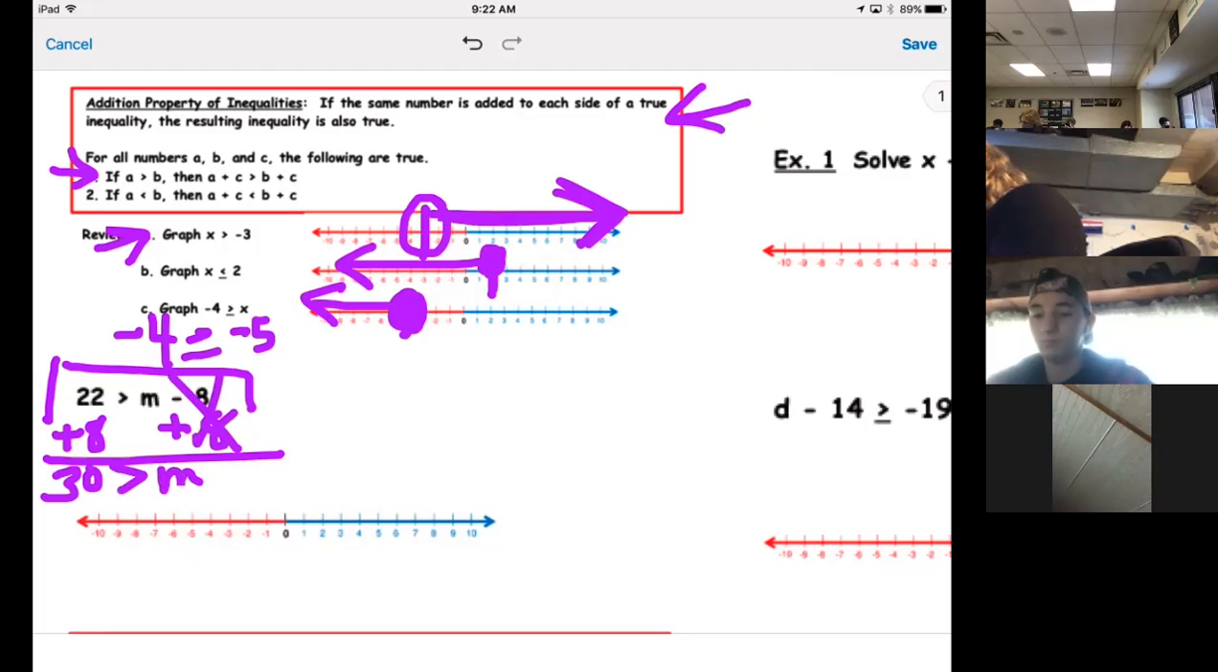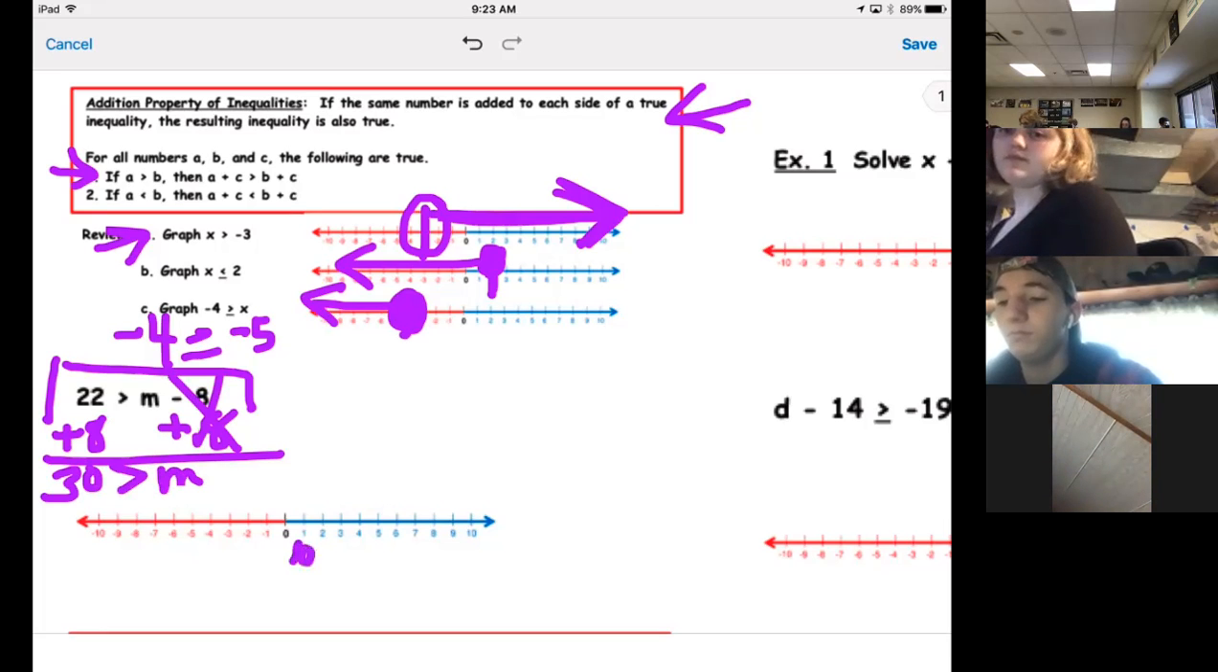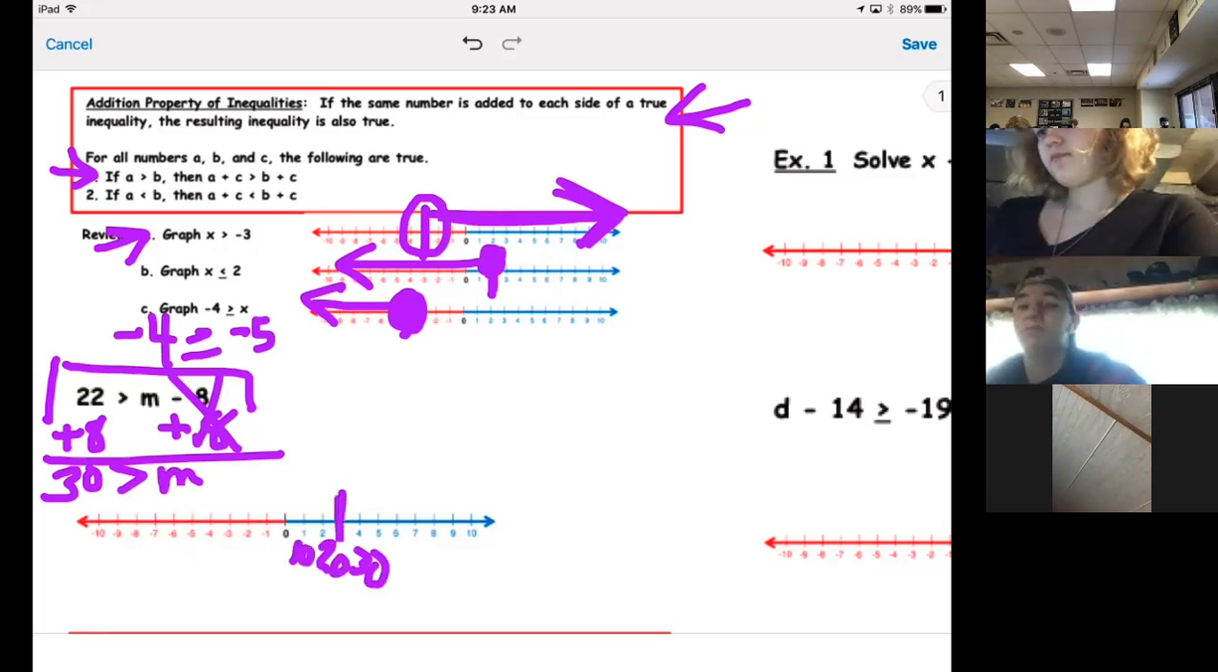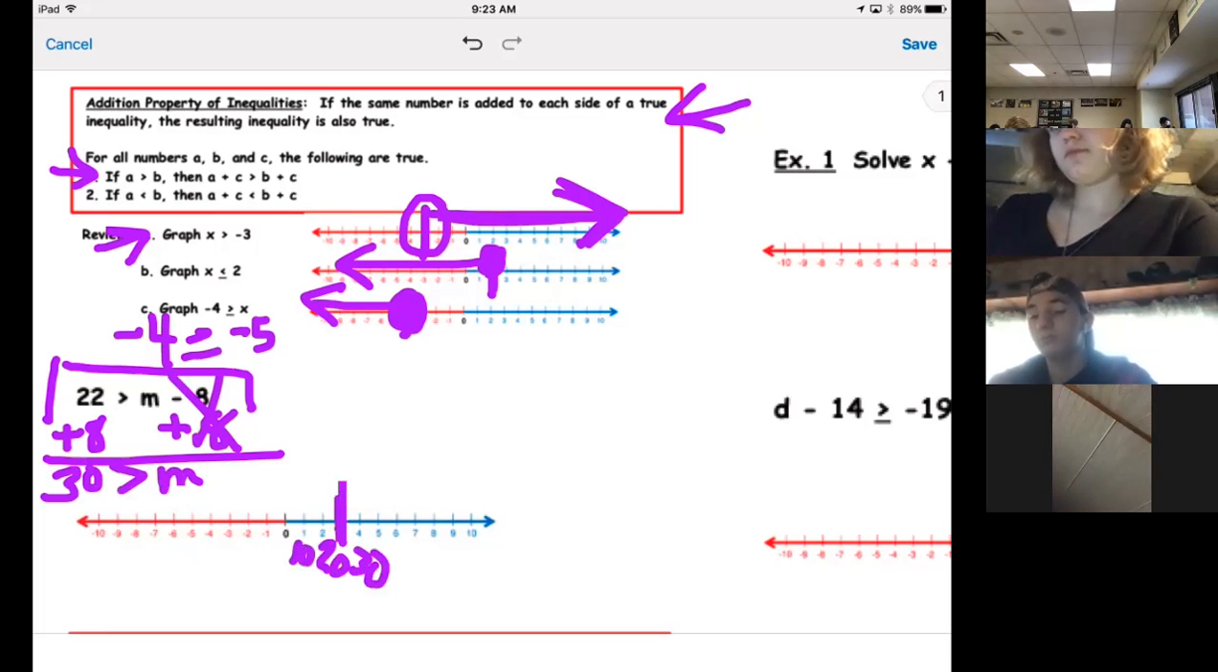Now, unfortunately, my graph is not scaled to our numbers, right? So let's see, what can I do to change this? Can I make them like 10, 20, 30, 40? I could do that, right? So instead of 1, 2, 3, I'm going to do 10, 20, 30. So I'm just going to think of my 3 as a 30. Sound good?